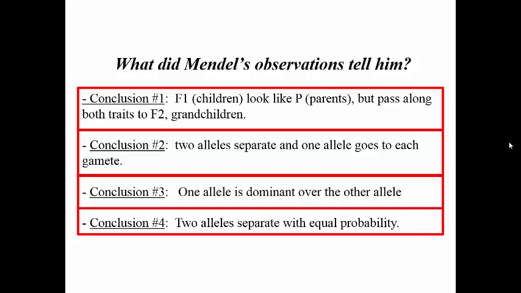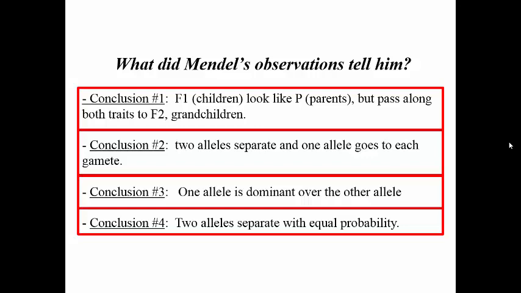We'll talk about this in a second. We haven't really touched upon this yet. A third conclusion is that one allele is dominant to the other allele. And then the fourth conclusion is that the two alleles separate with equal probabilities. Let's look at these in more depth in the next slides.